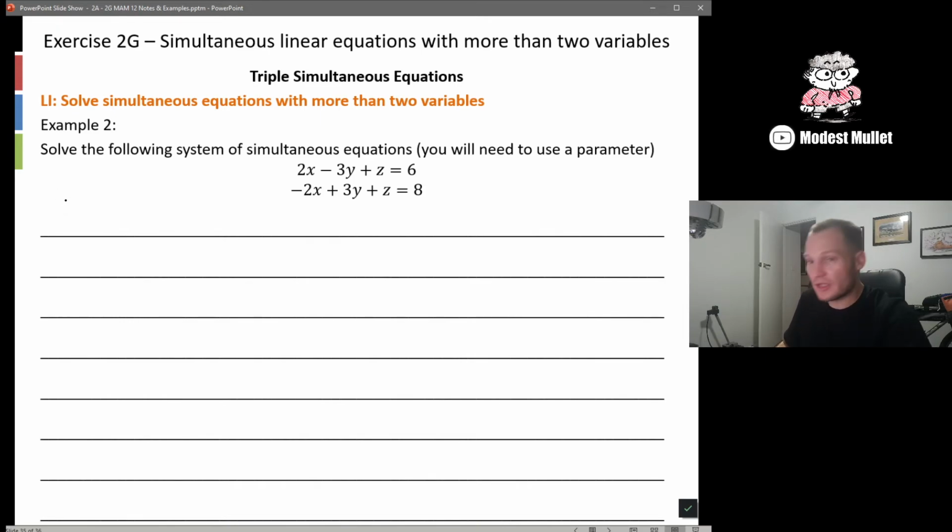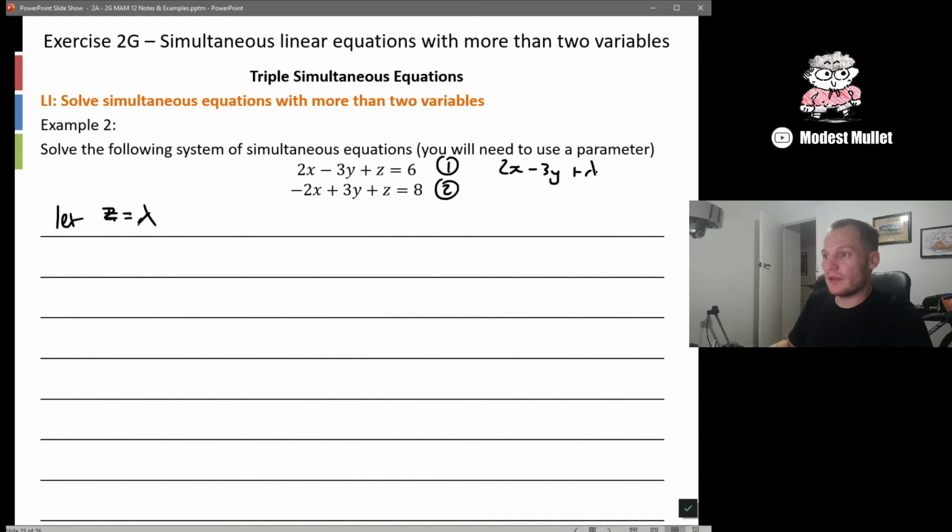And I'll try and make this quick because we're up to 12 minutes. So I'm going to let z equal lambda. And it's probably helpful to not leave it as z but leave it as lambda because you won't confuse it as much. You might treat it more as a number than as a variable and not think you could continue with solving algebraically. So I'm going to do that. I'm going to call that equation 1, that equation 2. So I'm effectively left with 2x minus 3y plus lambda, which we need to treat as a number, equals 6, and negative 2x plus 3y plus lambda equals 8.